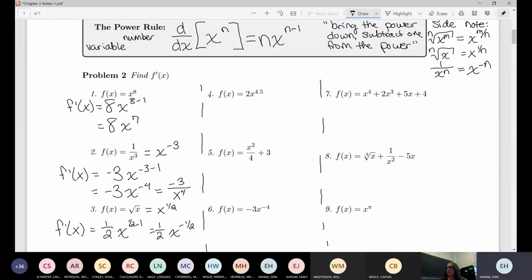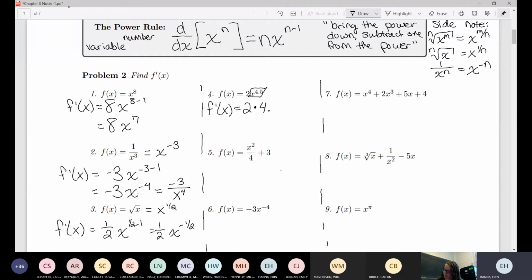For number 4, we have the tiniest difference here, and that's the fact that we now have this 2 in the front. We didn't have constants in the front for the first 3. So we have a constant in the front here. So what we're going to do there is the constant just kind of comes along for the ride. So it just kind of tags along. And then we have to multiply by the derivative of this x to the 4.5.